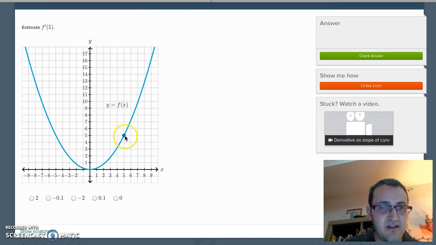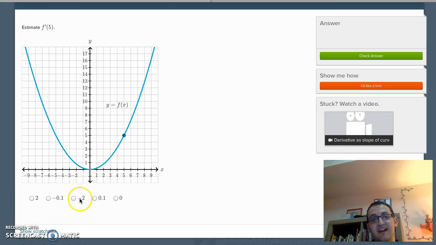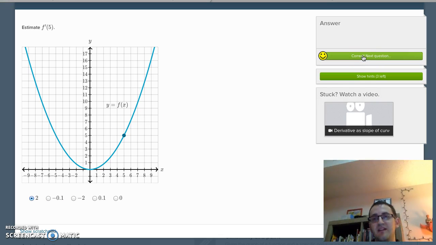So if it says find f prime of 5, that's asking us, what is the instantaneous slope at x equals 5? Now, it definitely is a positive slope, so I'm going to eliminate the negative answers. And if we look at the tangent line, it definitely is steeper than 1 because we are going up more units than over. So I'm going to eliminate 0.1 and 0, so I'm going to say 2. So I check my answer and I'm good.